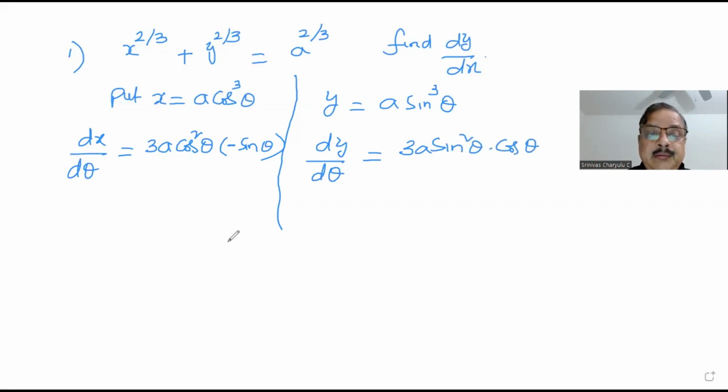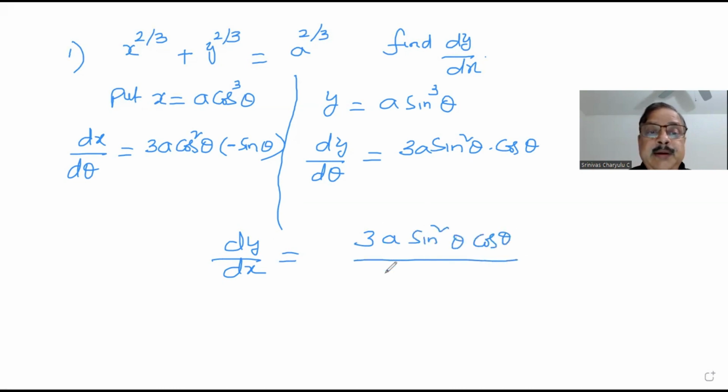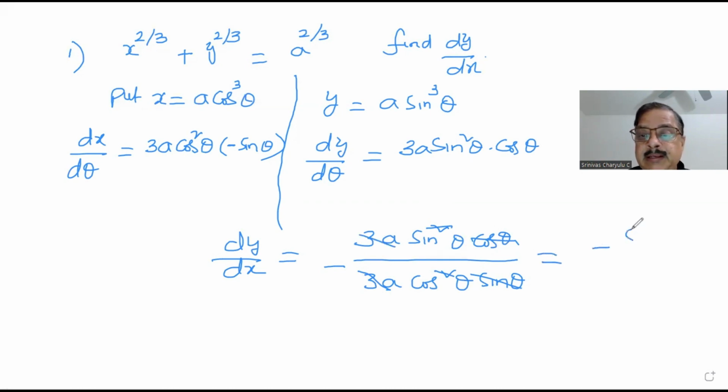Okay. Now dy by dx. Division of these two: 3a sin square theta cos theta divided by minus 3a cos square theta sin theta. Sin theta will go here one time, cos theta will go here one time, 3a and 3a will get cancelled. You are left with minus sin theta by cos theta. It is nothing but minus tan theta.